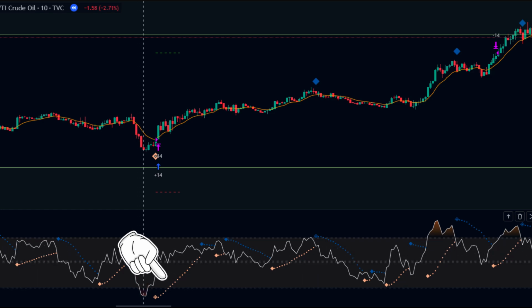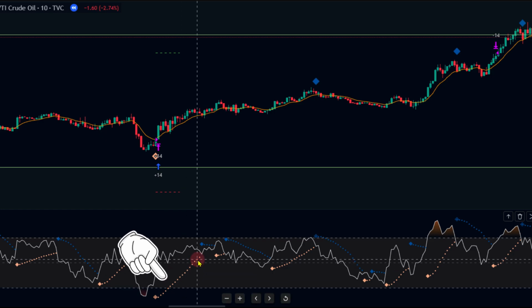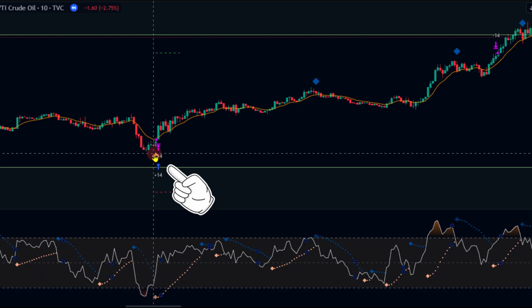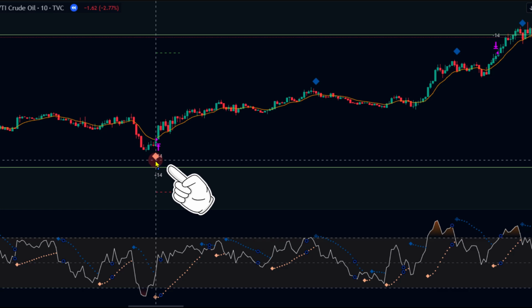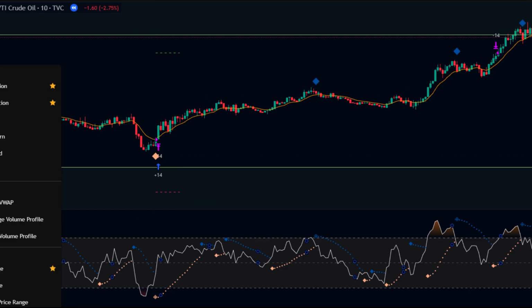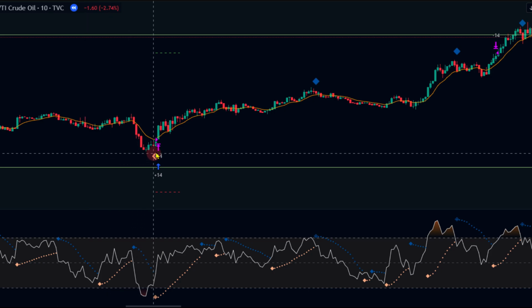Step 2. Parabolic SAR flips and a large diamond appears. Next, look for the SAR reversal signal. What you want to see is a large diamond marker below the candlestick. This isn't just any flip, it signals a strong trend reversal.